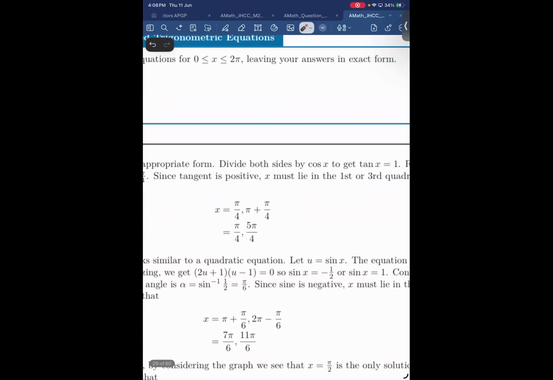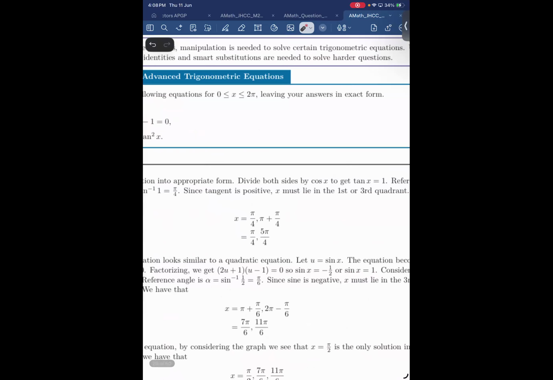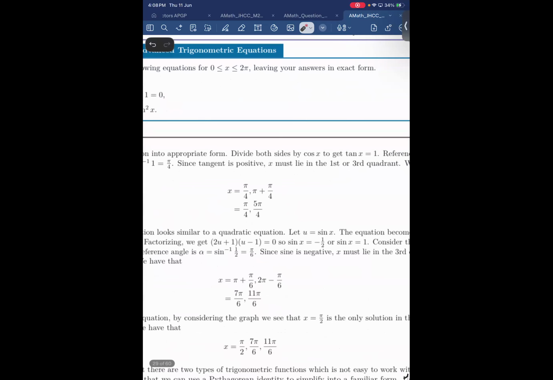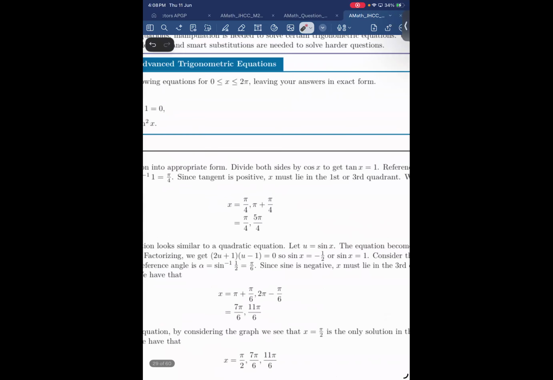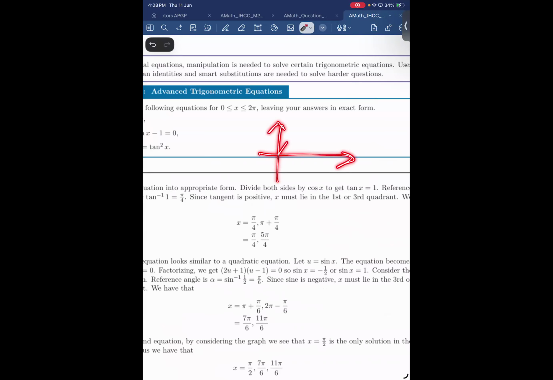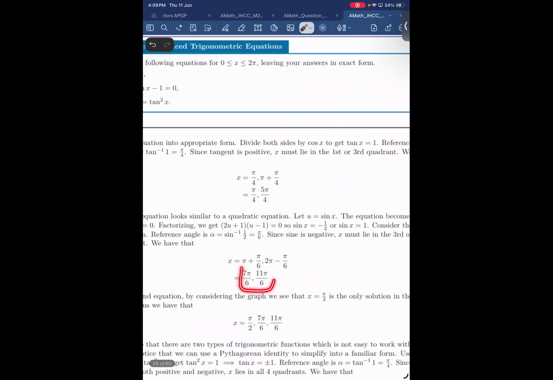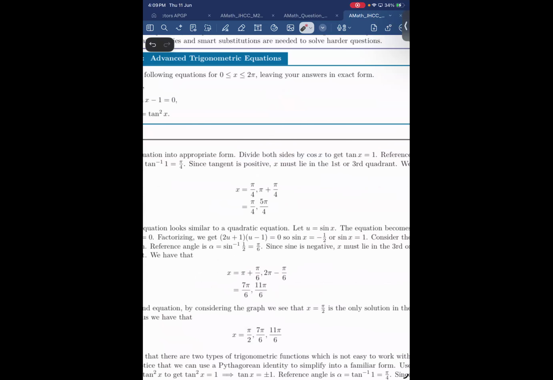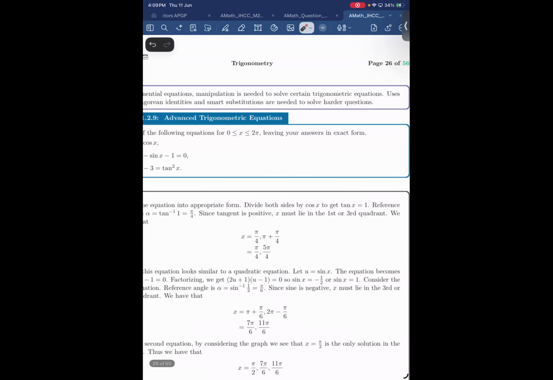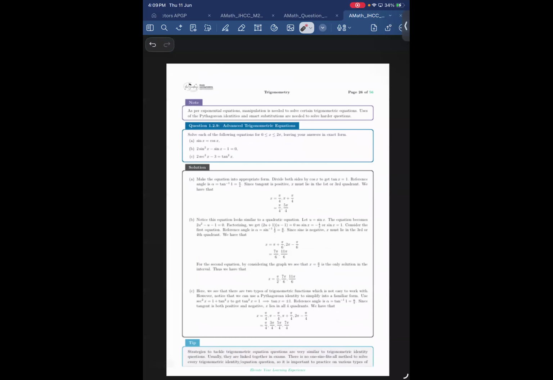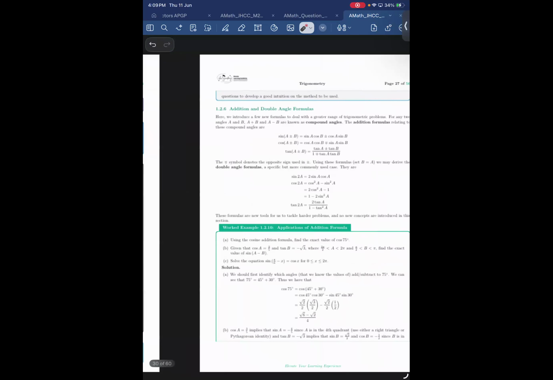The second equation is sine x equals to 1. You can just draw the graph from 0 to pi. Sine x equals to 1 at pi over 2. So essentially you have just the one answer here, pi over 2. Any questions? We have a quick 3 minutes break, then we'll continue.